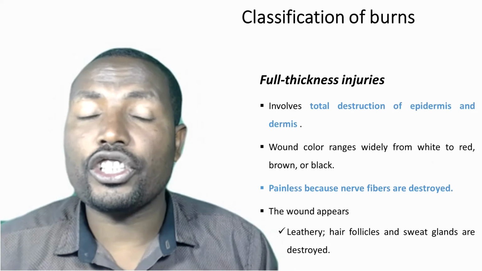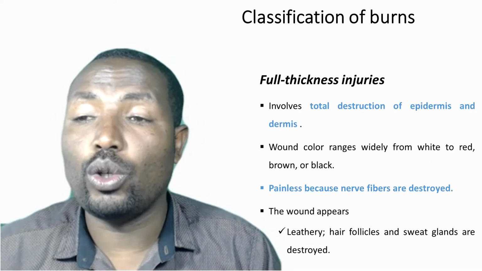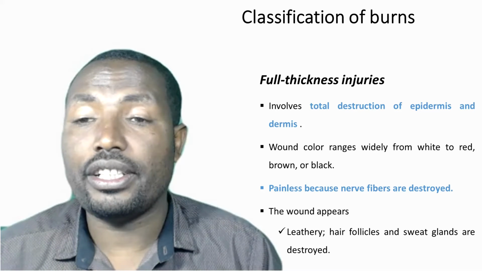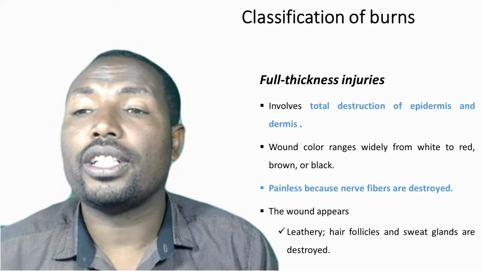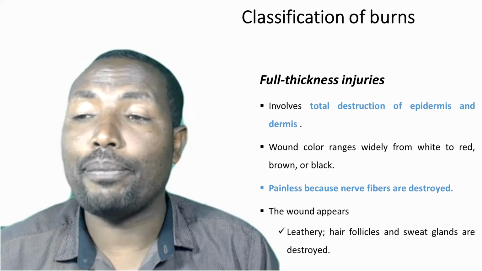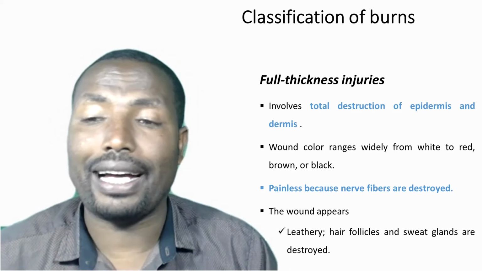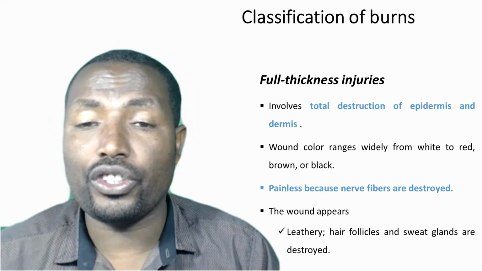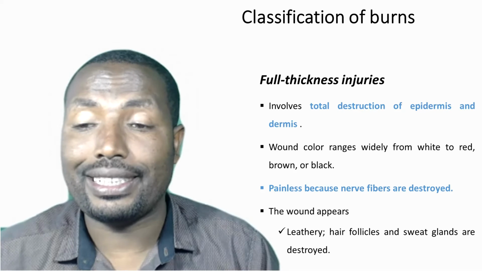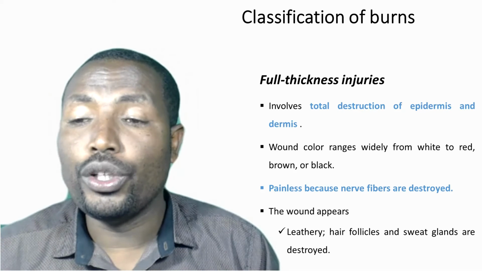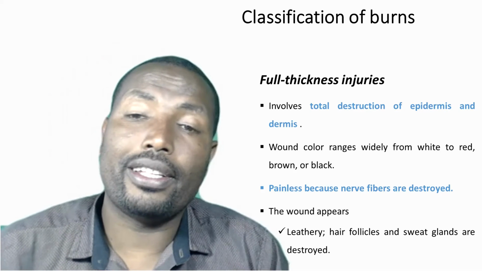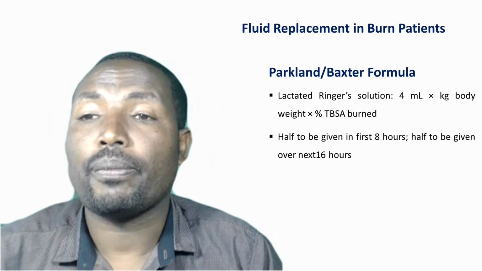Full thickness injury involves total destruction of the epidermis and dermis. When these two layers are totally destroyed, we call that a full thickness injury. The wound color can range from white to red, brown, or black. This type of burn is painless because the nerve fibers are destroyed. The wound appears leathery. Hair follicles and sweat glands are also destroyed in this type of burn injury.